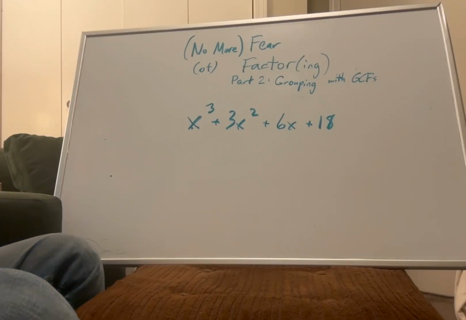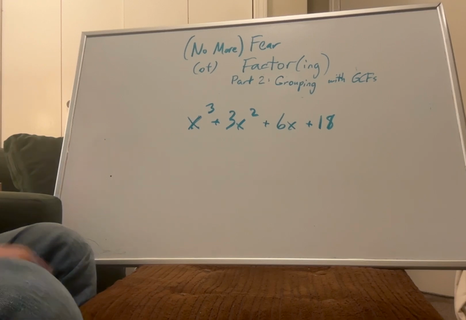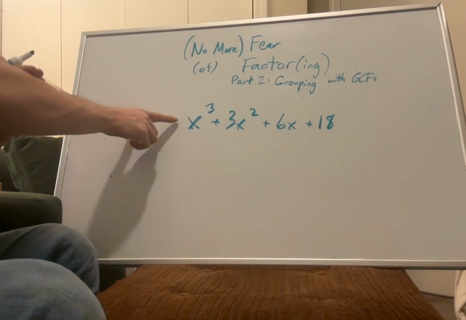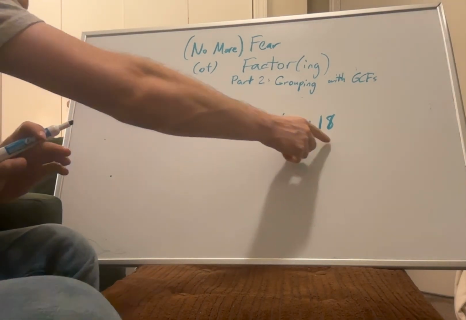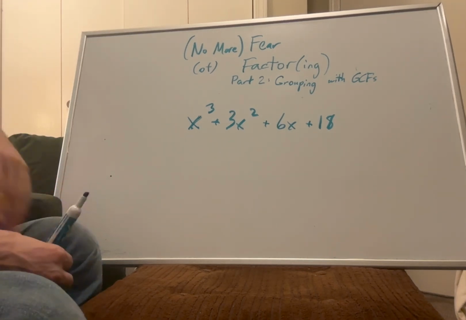So this is the second part of a multi-part series looking at overcoming your fear of factoring polynomials. And in this video, we're going to take a look at how to factor by grouping with greatest common factors. So that might be a little confusing, so I've put an example up here that we will walk through. We have this polynomial here, x cubed plus 3x squared plus 6x plus 18. And our goal is to factor this.